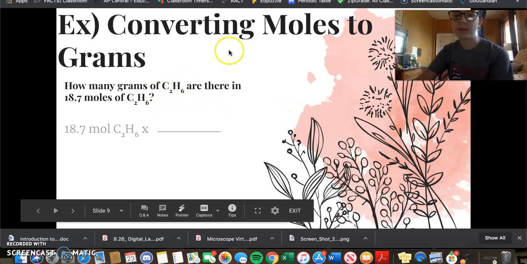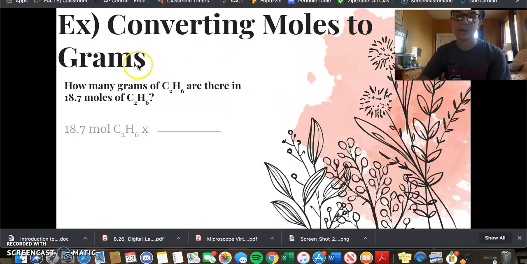So here you can see where my grams cancel out and we end up with moles. Here, we're starting with moles and going to grams. So how many grams of C2H6 are there in 18.7 moles of C2H6? Okay, so here we're starting with moles.